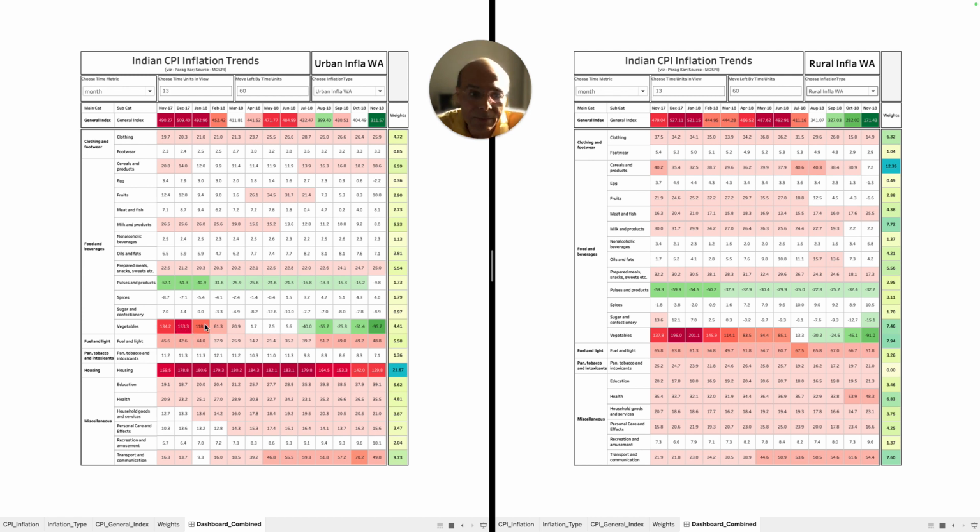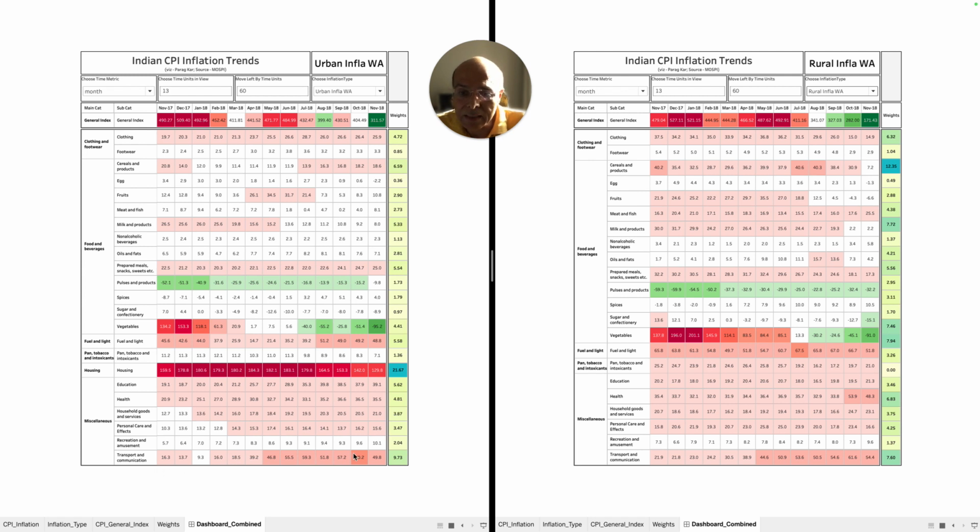And in urban also it is contributing, but since the weights are different, it does not give that kind of a flavor to the overall index as far as vegetables are concerned. Housing prices, look at the housing prices. Housing prices significantly contributed to the overall urban inflation, from around November 17 to November 18. Which is also very interesting to note, right?